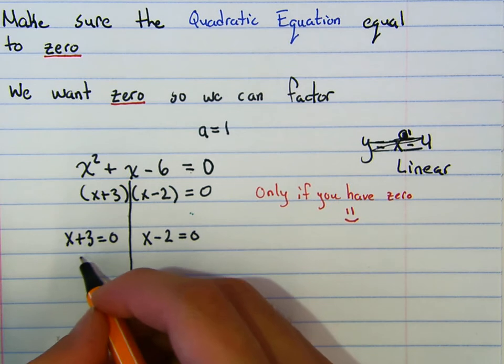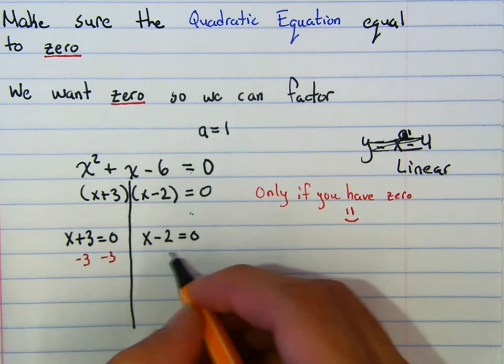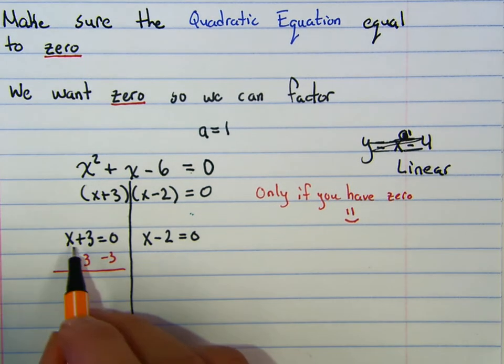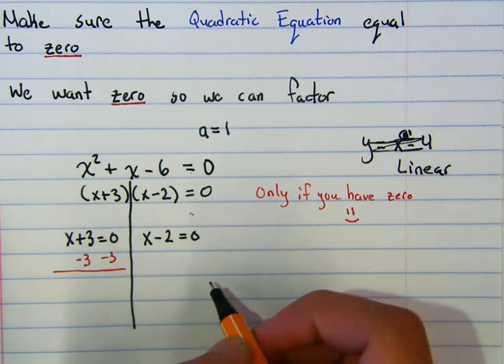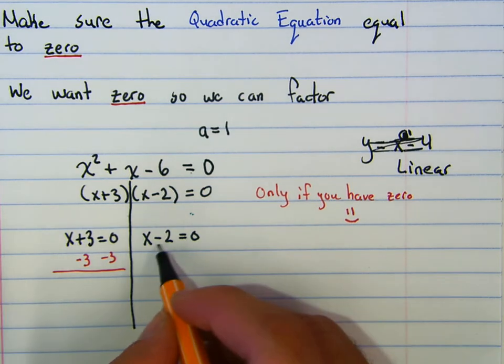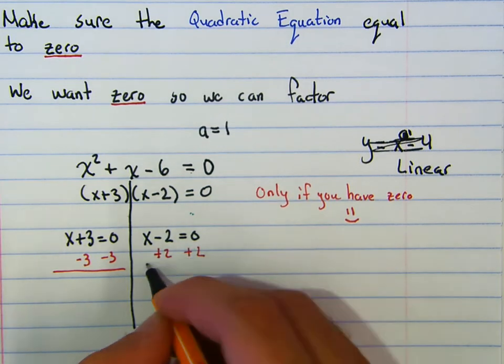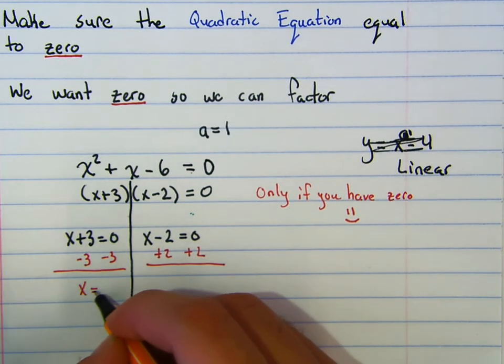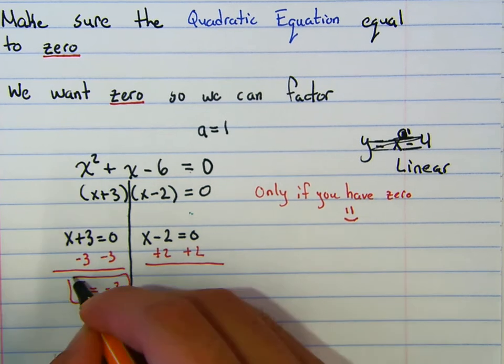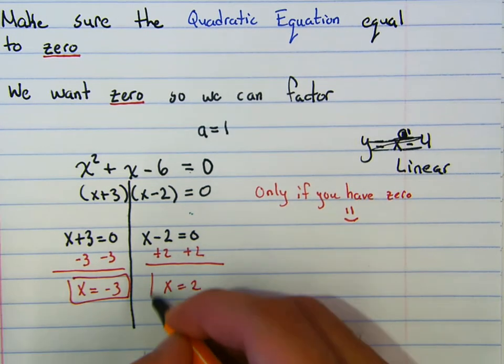So then how do you solve for this? This is negative 3, negative 3. If I have x plus 3 is 0, how do I get x by itself? I subtract 3, subtract 3. If I have x minus 2 is 0, how do I get x by itself? I do plus 2, plus 2. And notice, what do I get? I get x equals negative 3, and I get x equals positive 2.